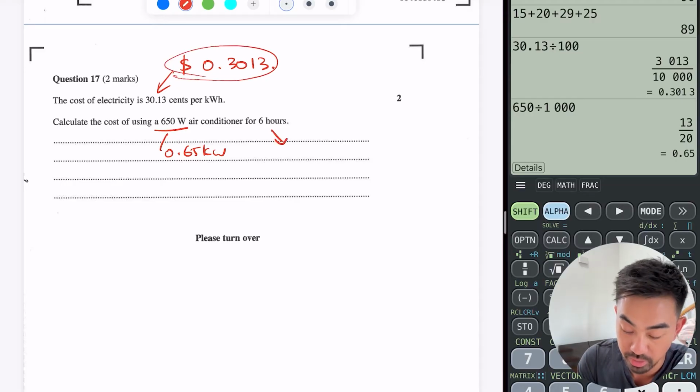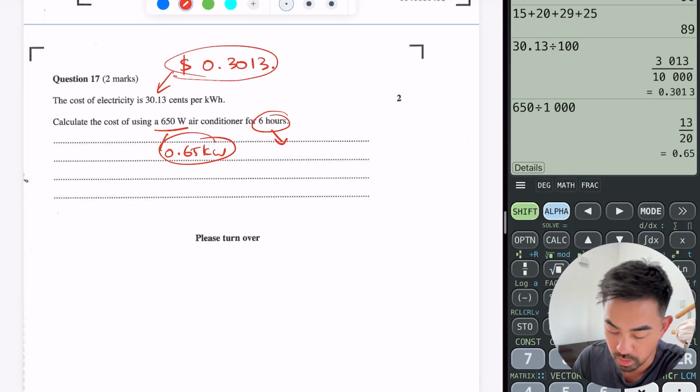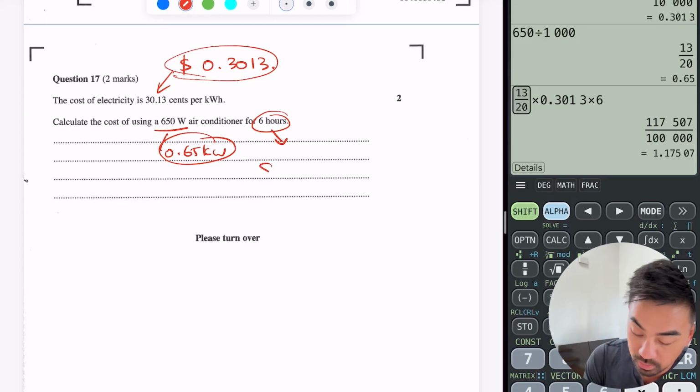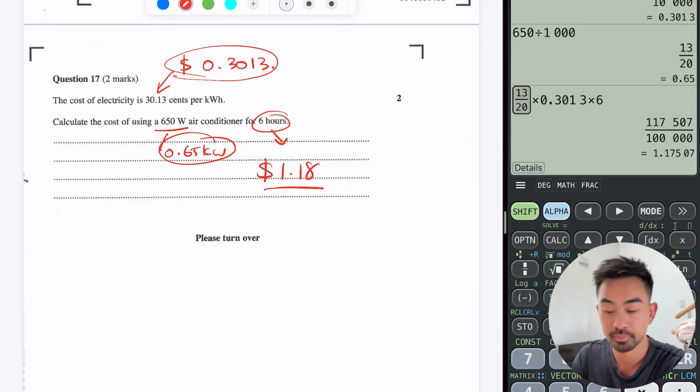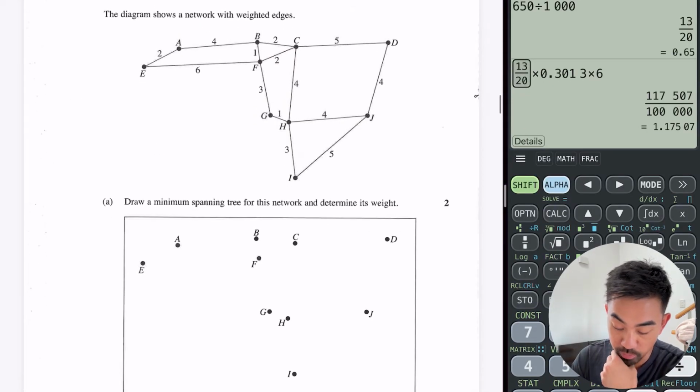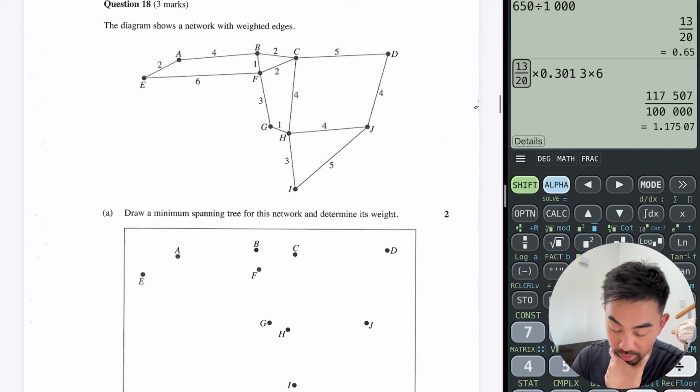So I just multiply all these, right? So I think, yeah, 6 hours. So 0.65 times 0.3013 times 6. So total cost is $1.18. All right, 18. The network diagram shows the weighted edges here. By drawing a minimum spanning tree, determine its weight.